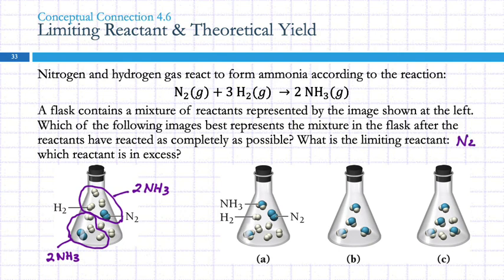Which one is in excess? The hydrogen. Which flask, A, B, or C, represents what's left after the reaction occurs? C. Here I've got 2 ammonias and another 2. So those are the ones that got made by using these guys up. And then I have those leftover 2 hydrogen molecules, and they're just going to hang around. Any questions?